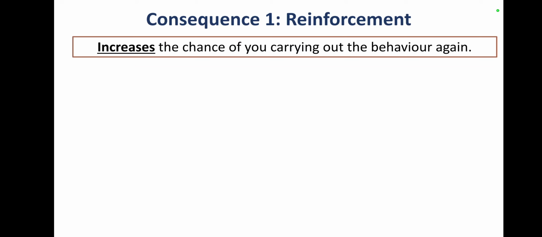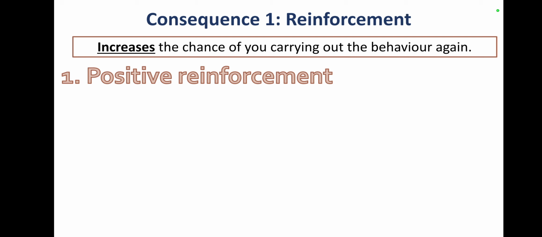So when we're talking about learning by consequences, there are two main categories that you need to know and understand. Consequence number one is reinforcement. Now, any type of reinforcement, because there are two types, increases the chance of you wanting to carry that behaviour out again. So reinforcement increases the chance that you're going to want to do it again. Stands to reason. Okay, if you get rewarded for something, then you're going to actively want to perform that again.